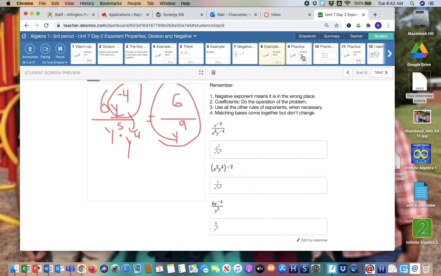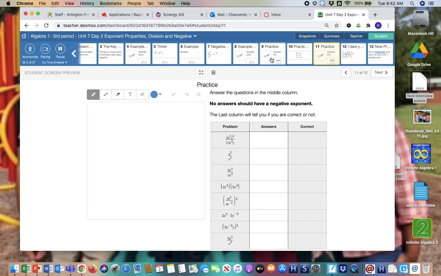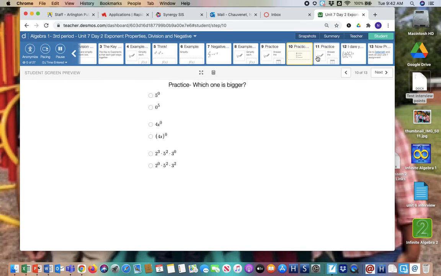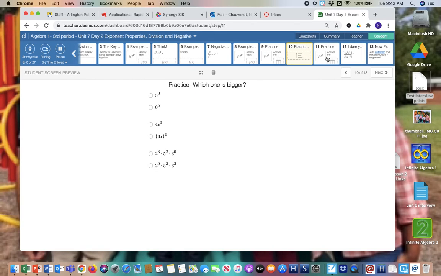All right, so from here you want to go through and do screens 9 and then 10 and 11. Make sure you go through screens 9, 10, 11, and then 12 is an extra credit. So I challenge you to try this one. If you have an answer for this one, then you can let me know, and we'll go over this eventually in class. But the core practice is do screens 9, 10, 11, and then you do want to go to Delta Math and work on your Unit 7 assignment.